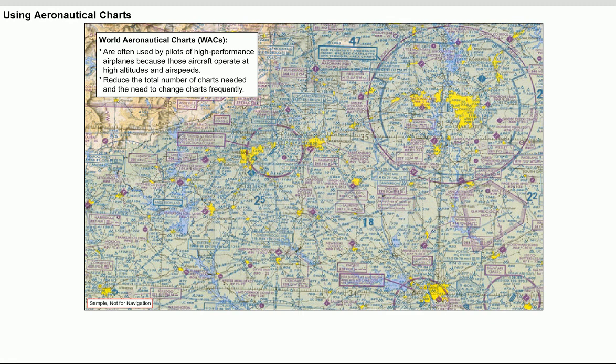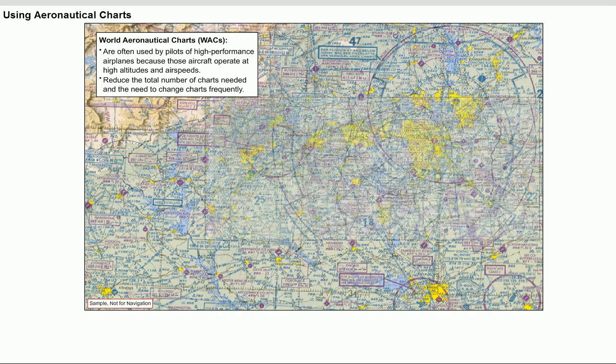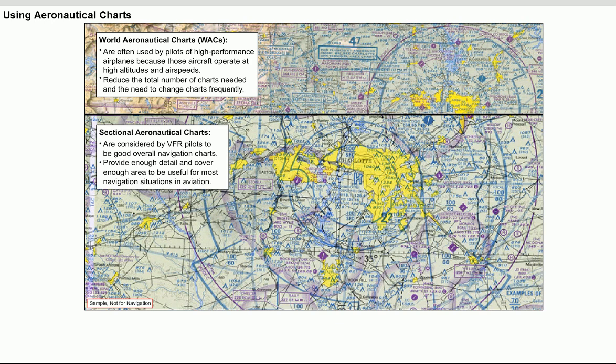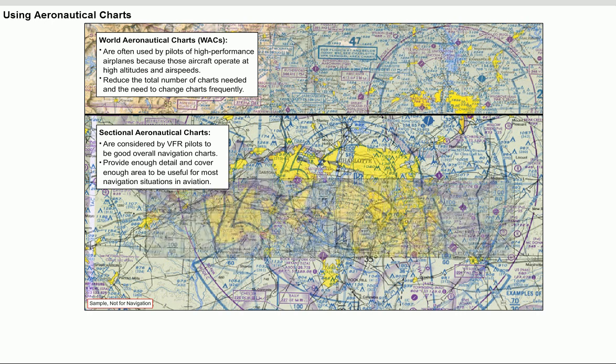WACs are often used by pilots of high-performance airplanes because those aircraft operate at high altitudes and airspeeds. WACs not only reduce the total number of charts the pilot needs, they also reduce the pilot's need to change charts frequently. Sectional charts, or sectionals, are considered by VFR pilots to be good overall navigation charts. They provide enough detail and cover enough area to be useful for most navigation situations in aviation.